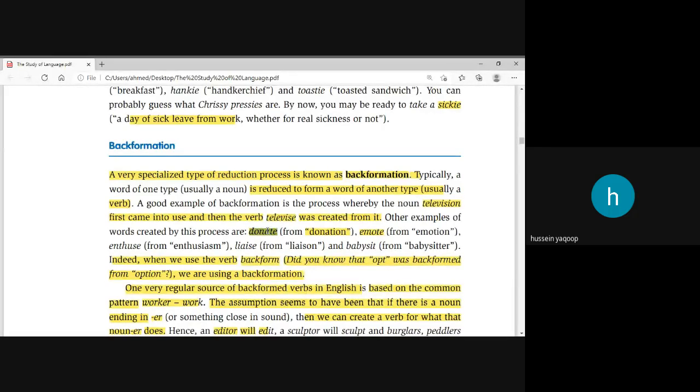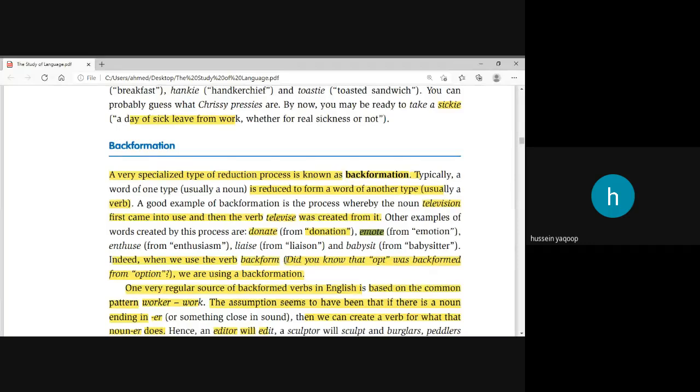We have donate as a verb, originally from the noun donation. Emote, to refer to emotion. Emotion is very widely used, and emote is also. But before this word was back formed, in the beginning of the use of emotion, it was just a noun. Nowadays it is a noun and a verb. When we say verb as a category, it means that we are able to add third person singular s, and we are able to change it into past, to say emoted. All these words are widely spread among people.